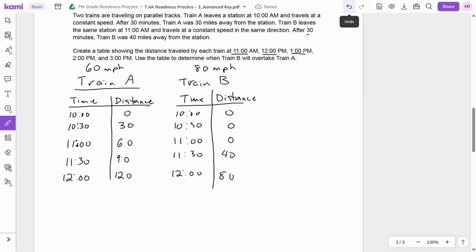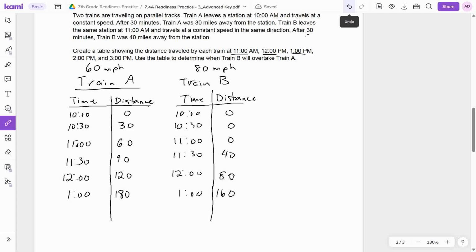I need to use these tables to figure out when train B will overtake train A. So you see that train A has a 40-mile head start. So let's now go to, I did 11 o'clock, 12 o'clock. Let's do 1 o'clock. Okay, so I'm not going to add 30 and 40. I'm going to add that 60 and 80, because that 30 and 40 was per 30 minutes. So this is going to be 180, and this is going to be 160.